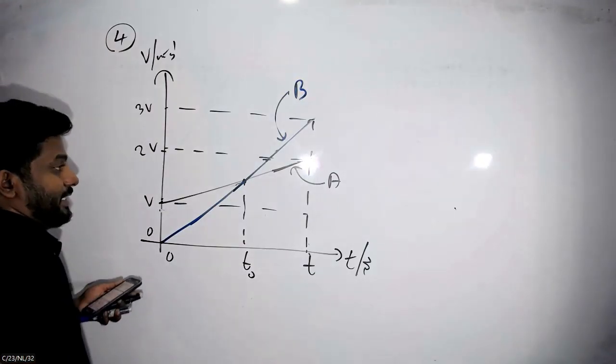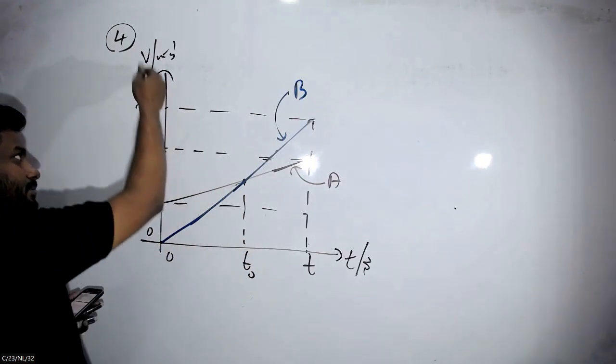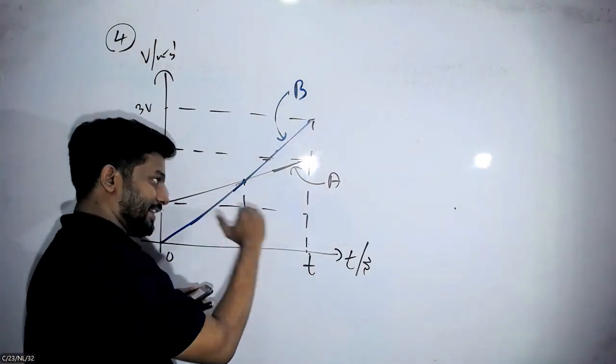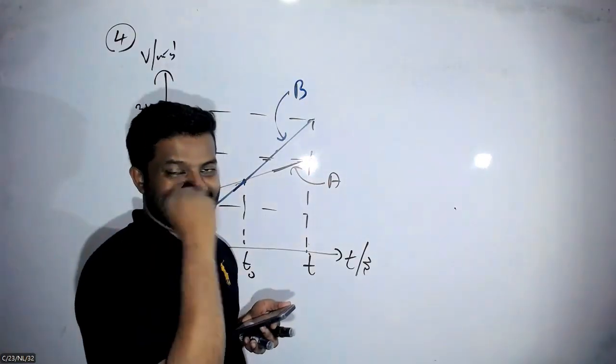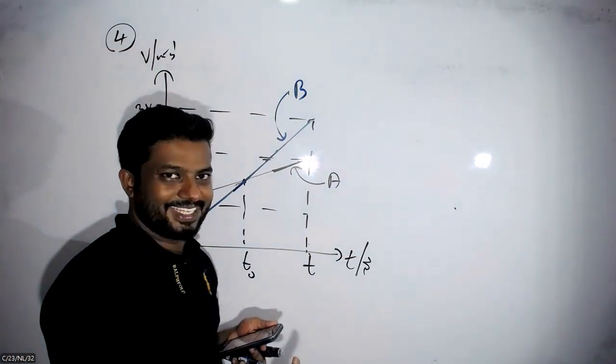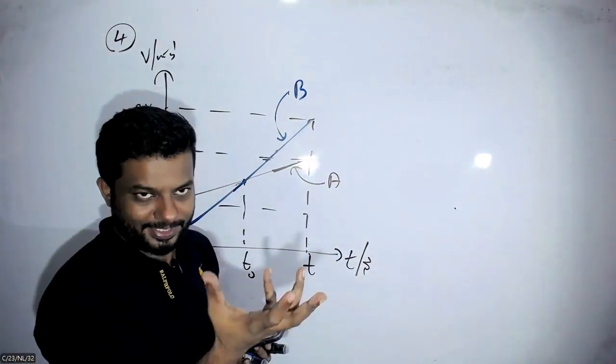Let's see the points. What can you obtain from the velocity-time graph? By using y coordinates, you can obtain instantaneous velocity. When you consider the gradient, you will obtain acceleration. When you consider the area under the curve, you will obtain the displacement acquired by the object, right?